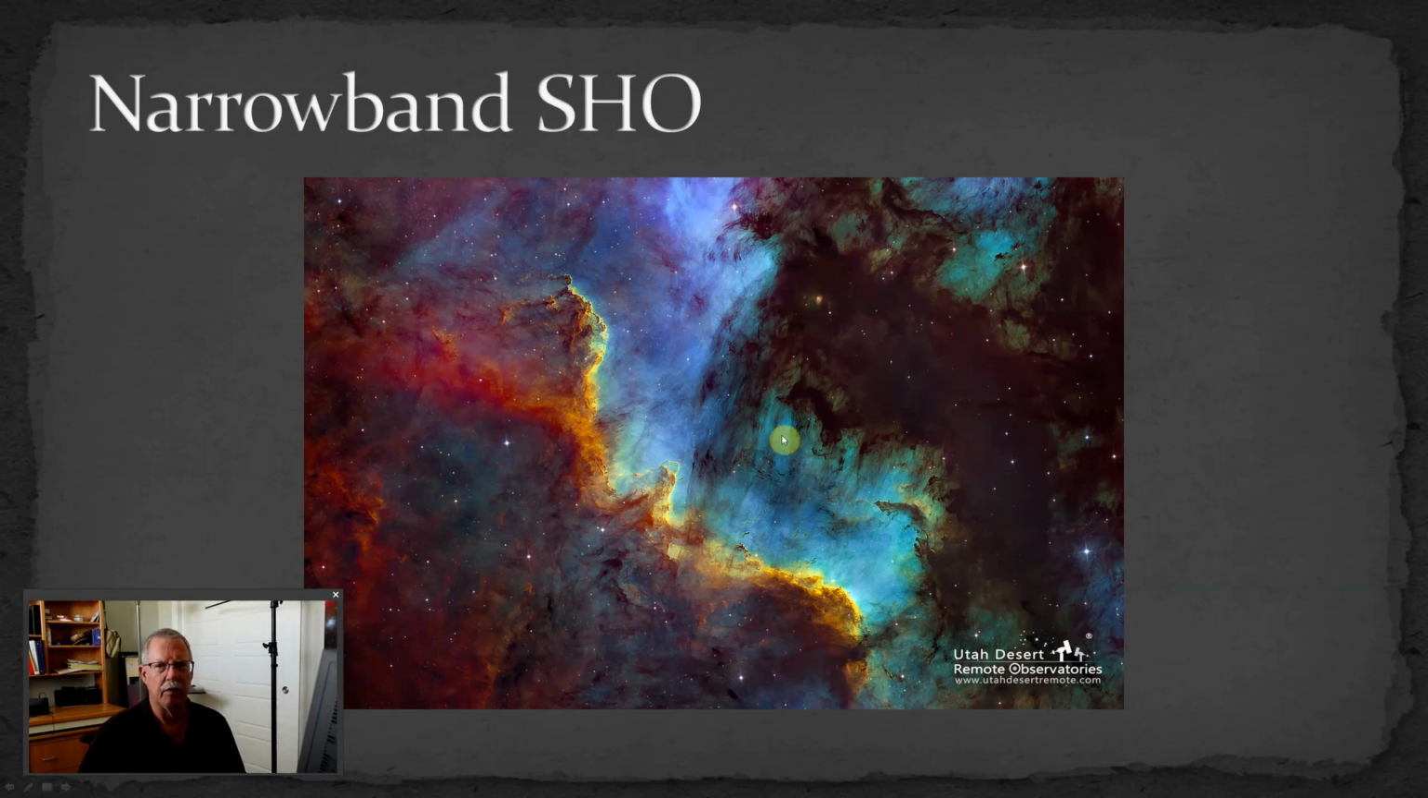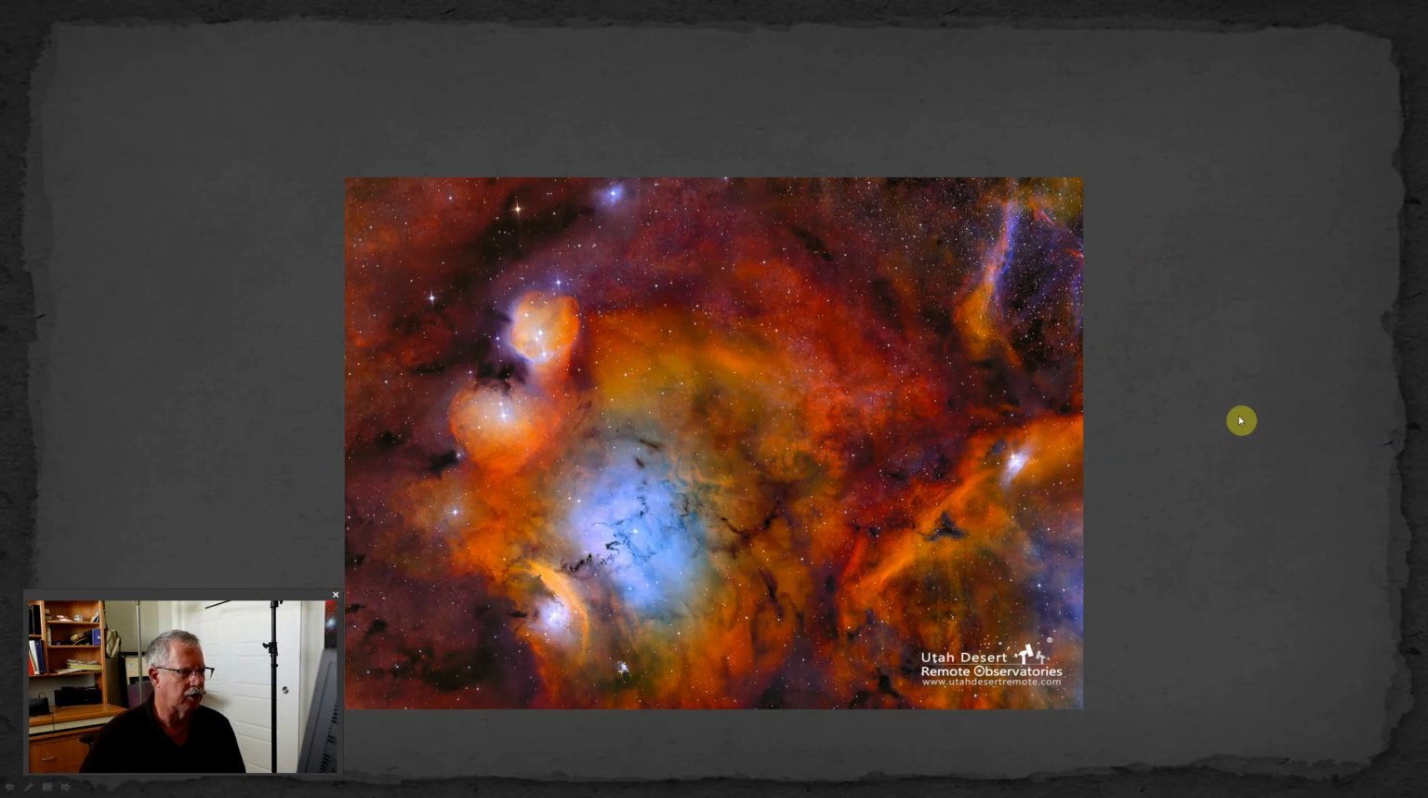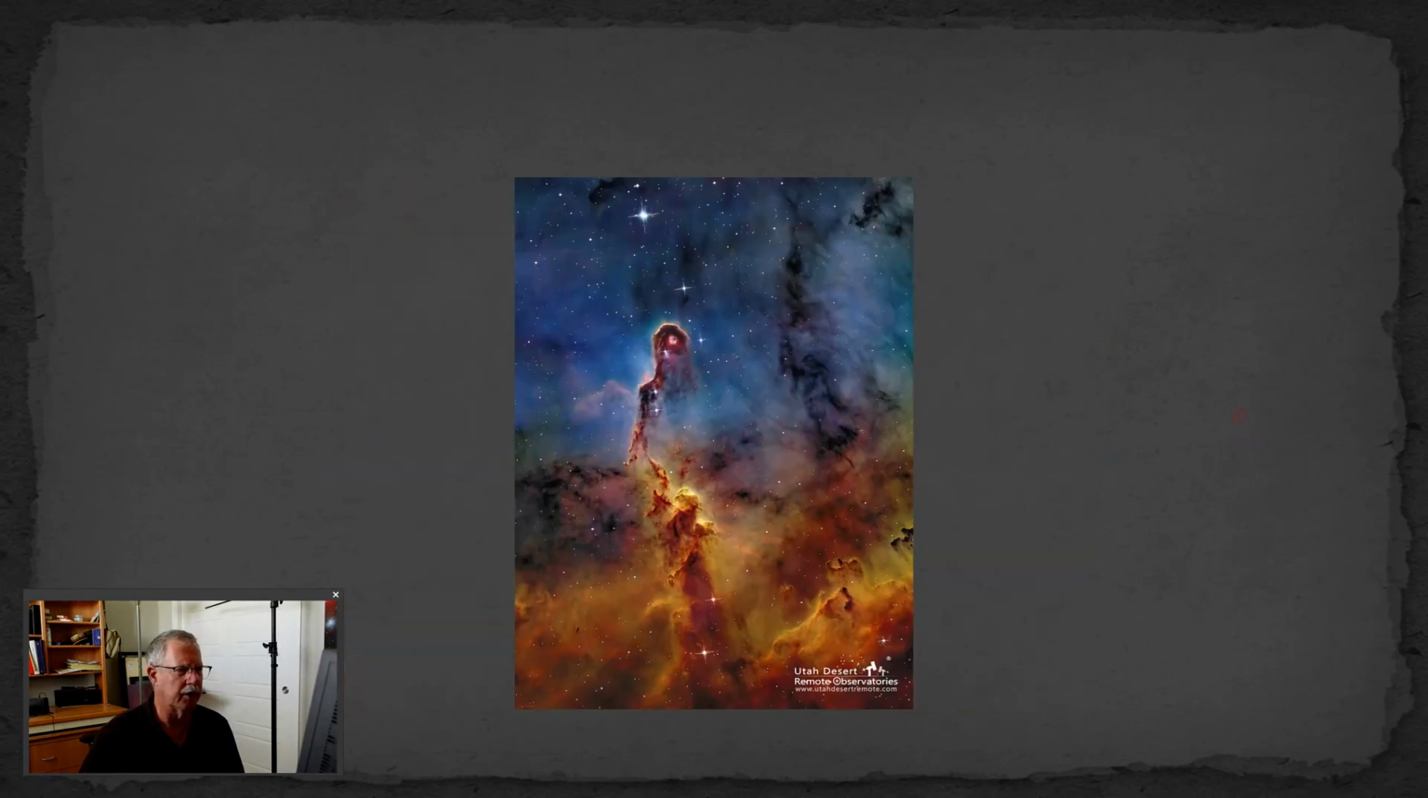But now we get even more information because we can see very clearly there's a lot of oxygen back here in this kind of background area, and a lot of sulfur in the foreground area, and a lot of hydrogen here in these yellow areas. So it's adding information to the image, and that's true of narrowband images in general. Most of them you're going to see are color mapped in this SHO color palette. This is the Elephant Trunk, again, the same color mapping.